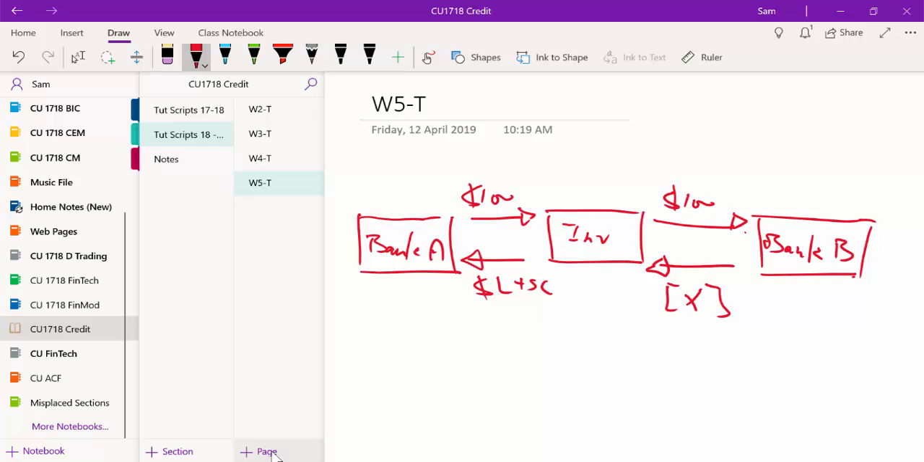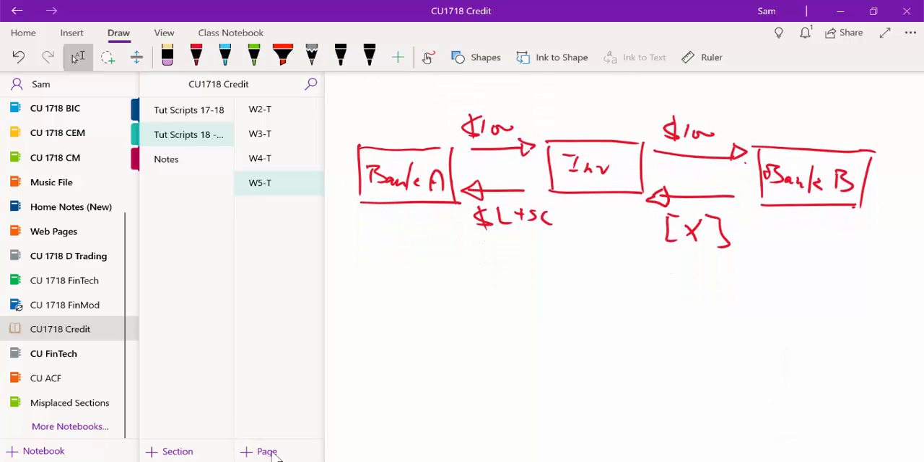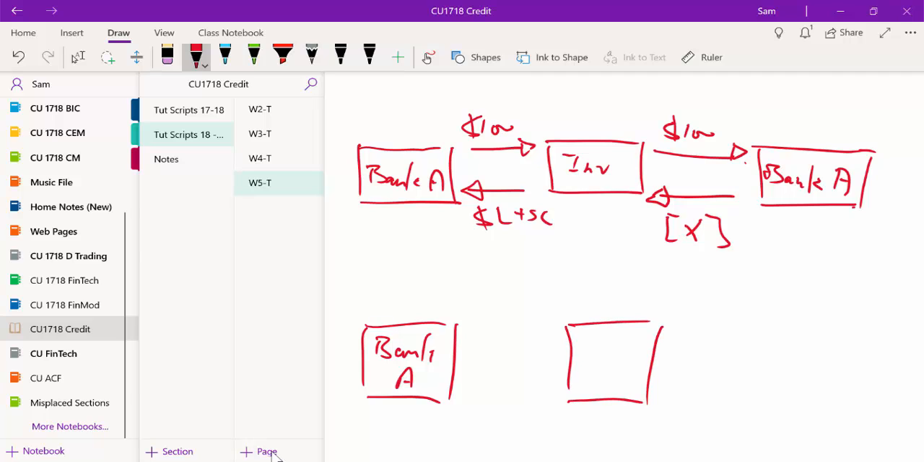Now, you think about this, and if Bank A and Bank B happen to be the same entity, so you don't have Bank A and Bank B, you have Bank A and Bank A, then what you end up with is Bank A faces the investor, so the investor is still paying LIBOR, and the investor is now getting the performance of X.